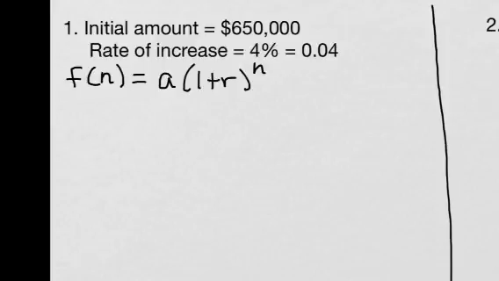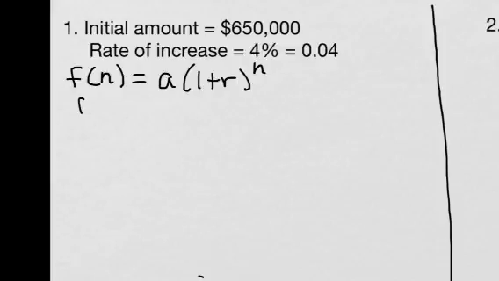This one is talking about the annual sales of a fast food restaurant, which is about $650,000 a year, increasing at a rate of 4% each year. And so they want you to write a function. What I have on the screen here is f of n equals a, which is the initial amount, times the quantity of 1 plus r, being the rate in decimal, to the nth power. And n is the number of years. So we see the initial amount is $650,000.